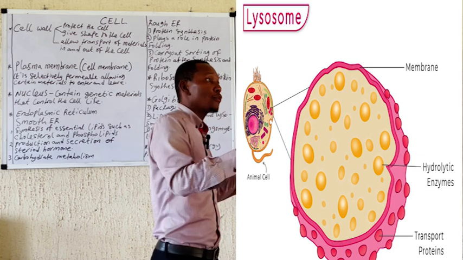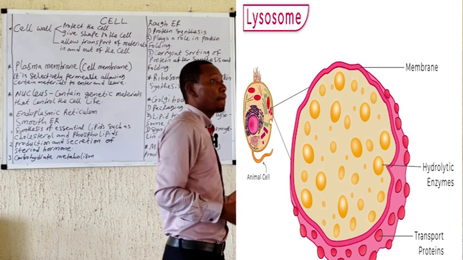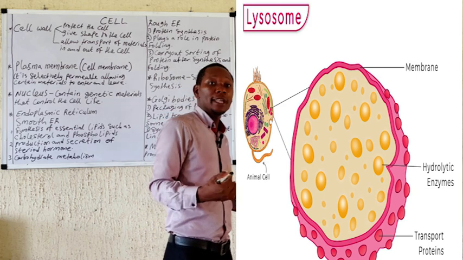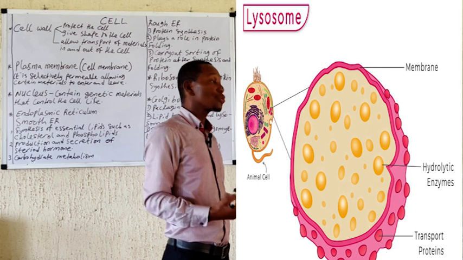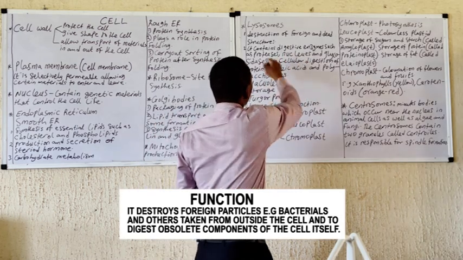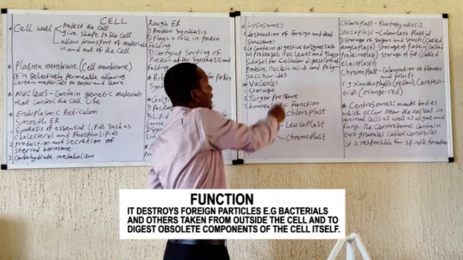They are involved in digestion of foreign bodies such as bacteria and other pathogens in the body. And during that process, they themselves are destroyed. That's the reason why they are called the suicide bag. So they are involved in destruction of foreign and dead structures, containing digestive enzymes such as what?